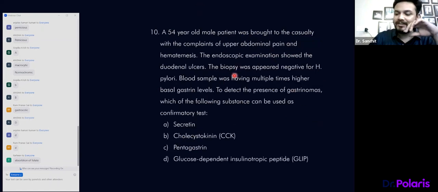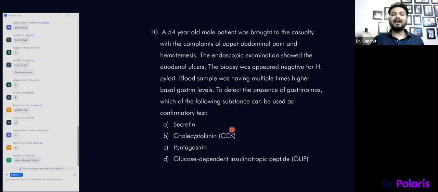Okay. Now I come to the 10th question. This question seems to be such a hi-fi question. A 54-year-old male patient was brought to the casualty with complaints of upper abdominal pain and hematemesis. Okay, again upper abdominal pain. The endoscopic examination showed duodenal ulcers. Okay, now the biopsy appeared to be negative for any H. pylori. So they were just ulcers, no H. pylori. The blood sample showed multiple times higher basal gastrin levels. Okay, now gastrin is very high. To detect the presence of gastrinoma, which of the following substances can be used as a confirmatory test?